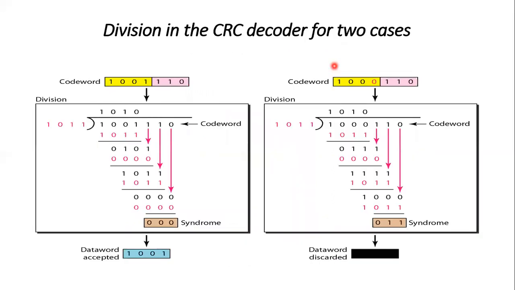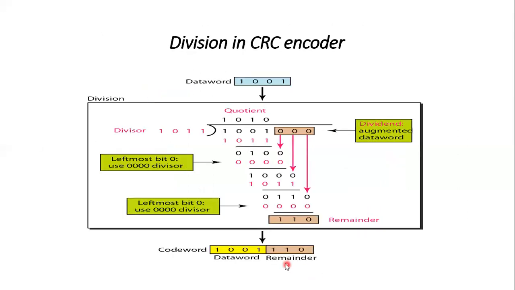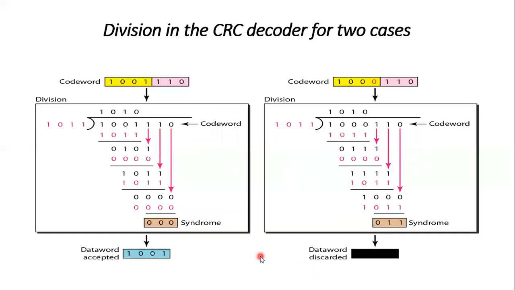Now let us see on the receiver side. Okay. Now the code word is 1 0 0 1, so the data bit is 1 0 0 1. Then the remainder is 1 1 0. So this is what is called the code word. Okay. So this is the code word.